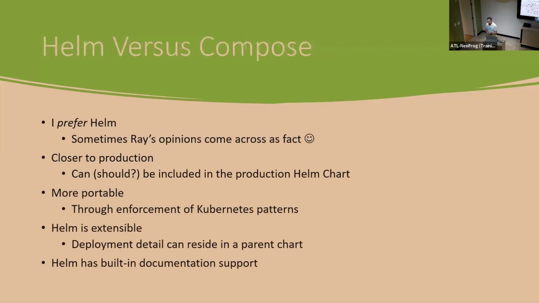So it says, I prefer Helm. I use this to sometimes raise opinions, which come across as fact, so I want to make sure it's clear that it is an opinion. And I think it's closer to production. Should it be included in the production Helm chart? I am a huge proponent of this deployment being a part of the main production Helm chart. It's simply controlled by deployment parameters. So there isn't a separate Helm chart for this environment.